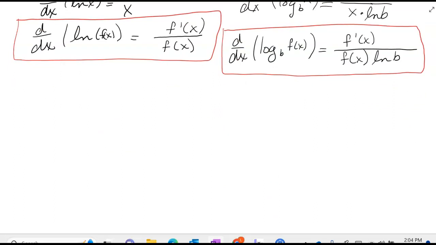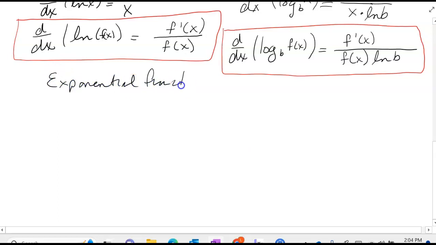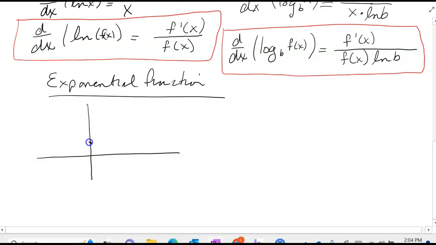Now we can move on to a quick review of our exponential function, which is of course the inverse of ln. Our exponential function, any base, no matter what it is, when you raise it to the 0 power, it's a 1. It's going to slowly decrease as you go to negative infinity, and then it's going to increase as you go to positive infinity.